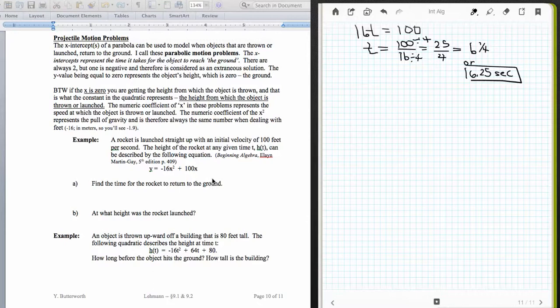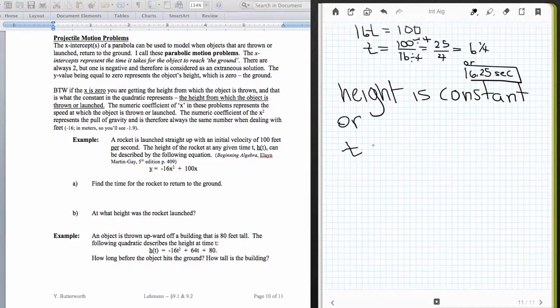Number one, you can tell from the standard form of a quadratic equation what the launching height is by knowing that the launch height, or the height from which the projectile was put into motion, is the constant value. Or you can look at it as time t being equal to 0 to tell you what that is. And this, of course, is the y-intercept.